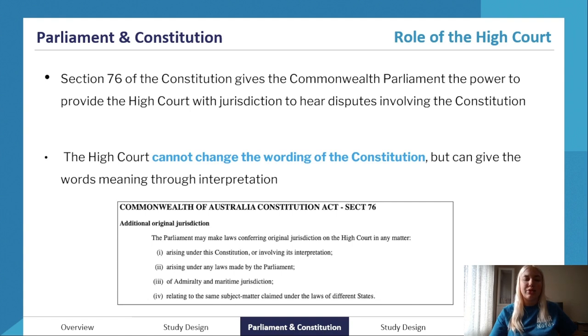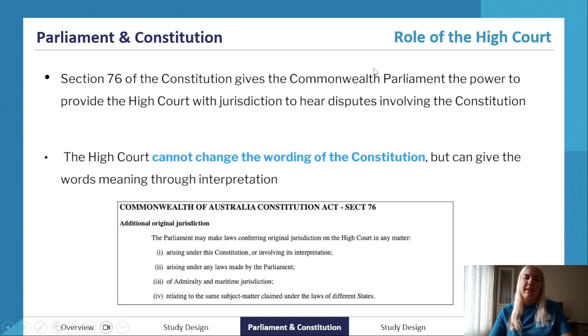So they can interpret what the Constitution actually meant and what were the intentions of the original Constitution. So we can see that section there. Additional original jurisdiction for the Commonwealth. The Parliament may make laws conferring original jurisdiction on the High Court in any matter arising under this constitution or involving its interpretation.